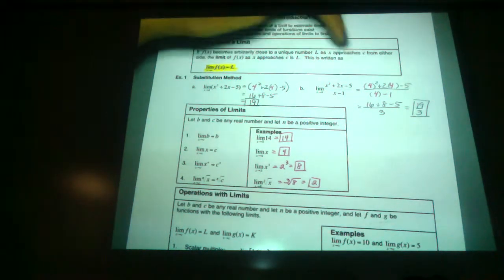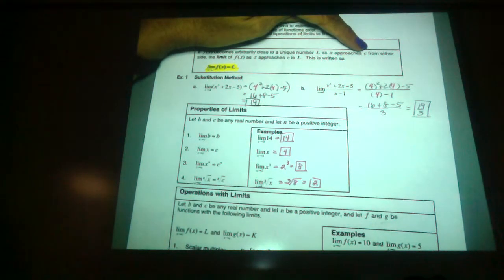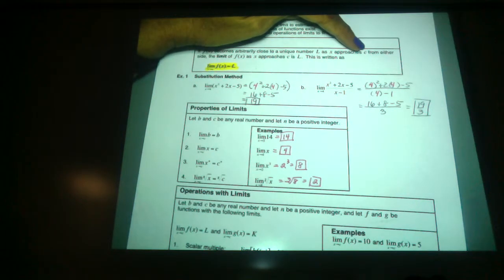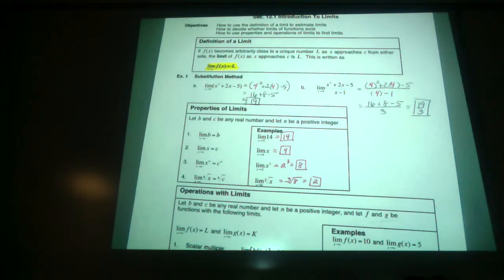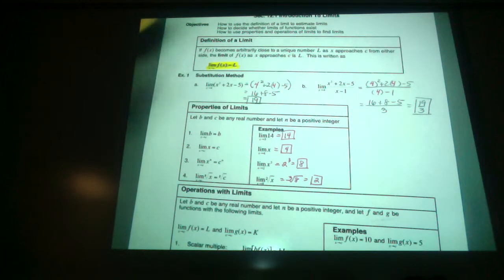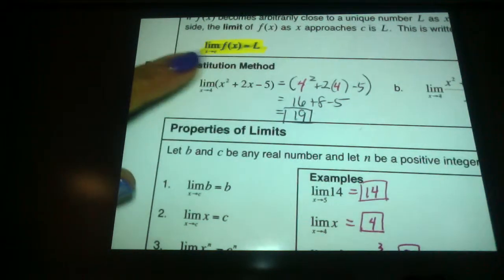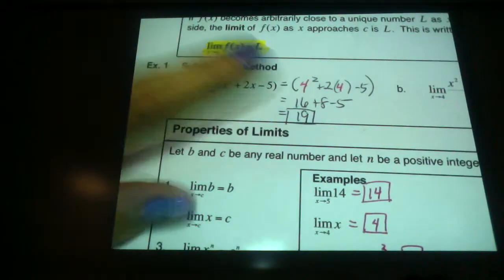And then as x approaches c, c is the number that we're looking at for the x value. And then we're going to determine what the y value is. L is your y value of the function. C is the x value of the function that we're looking at. From either side, we're going to also look at left and right-hand behavior. Some limits do not exist. And so then we'll look at a left-hand limit versus a right-hand limit so that we actually have some sort of a limit. But this is your notation that you'll typically see. So the limit of f of x as x approaches some number c is this value L.